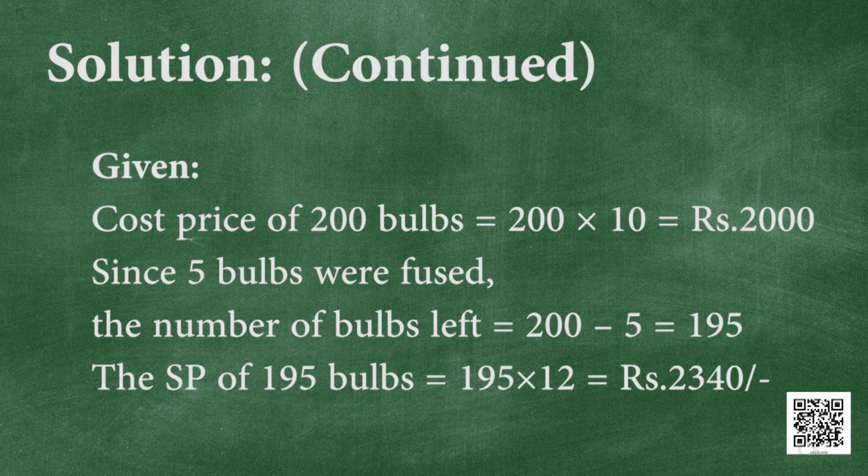So, with this information, let's try to find the cost price of 200 bulbs. Cost price of 200 bulbs is equal to 200 multiplied by 10, that is equal to rupees 2000. Since 5 bulbs were fused, the number of bulbs left is equal to 200 minus 5, which is equal to 195. So, since the selling price of each bulb is rupees 12, the selling price of 195 bulbs is equal to 195 multiplied by 12, which is equal to rupees 2340.